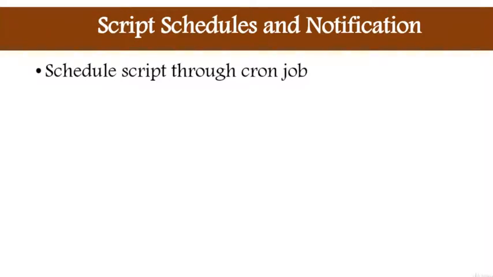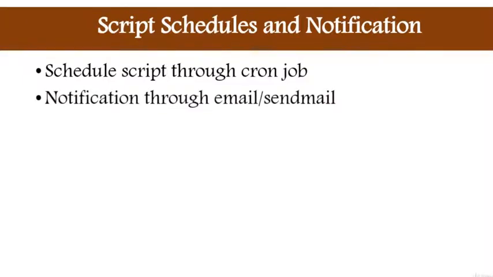A cron job is a process and an automated service in Linux or in Unix flavors that you could specify scripts to run at a certain time. And then we could notify the users or administrators or engineers through the email that this script ran, and here's the output of the script.